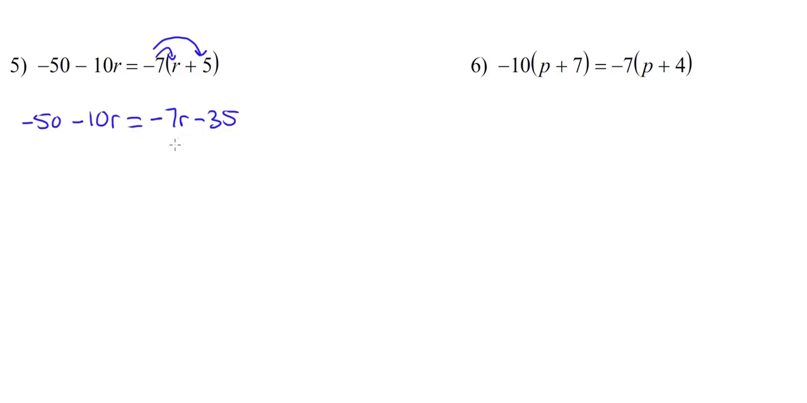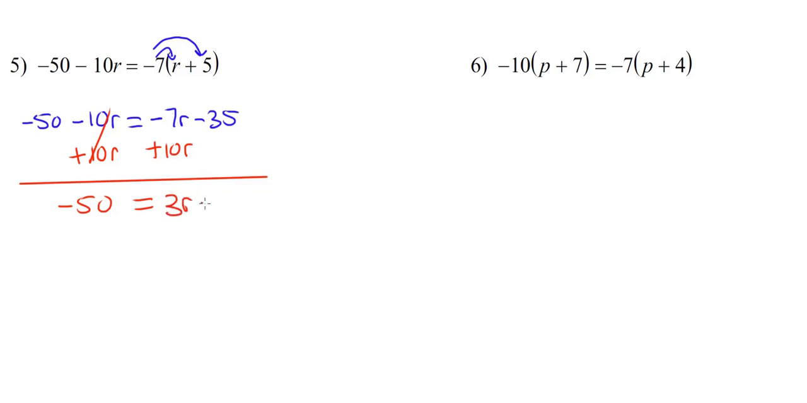We have variables on both sides, so we need to get rid of one. And again, the easiest path is going to be to eliminate the variable of lesser value. So we're going to get rid of negative 10r, and the way we're going to do that is we are going to add 10r to both sides. Now on the left-hand side, these are going to cancel out, leaving us with negative 50. And on the right-hand side, negative 7r plus 10r, different signs subtract, and keep the sign of the bigger number, that equals positive 3r, and we bring down this negative 35.